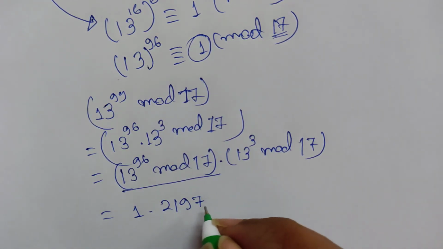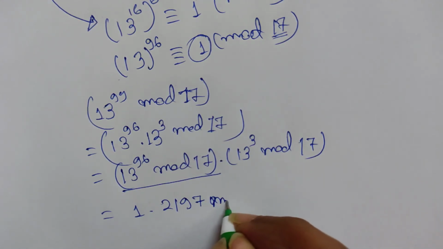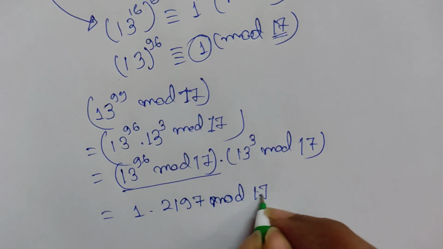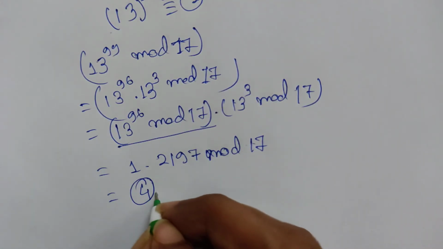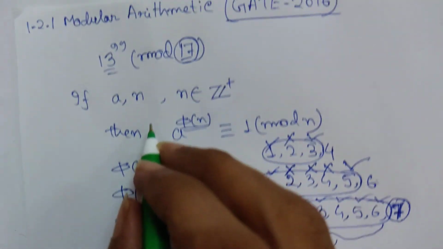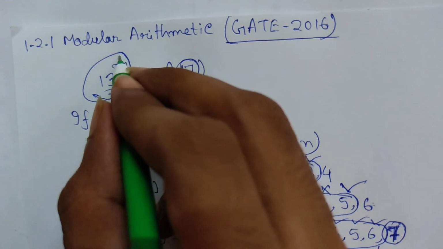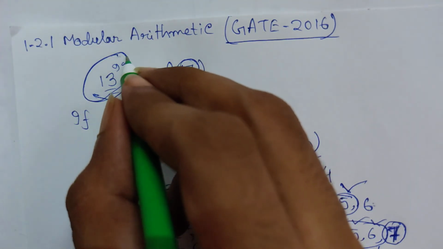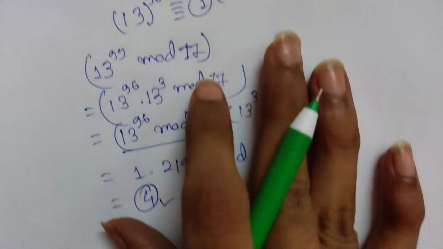13 cube is 2197. You can use a calculator in the exam hall and easily calculate, which will become 4 as the answer. But you cannot use a calculator for this large number. It will overflow the calculator. You will not get the exact value. So 4 is the actual answer.